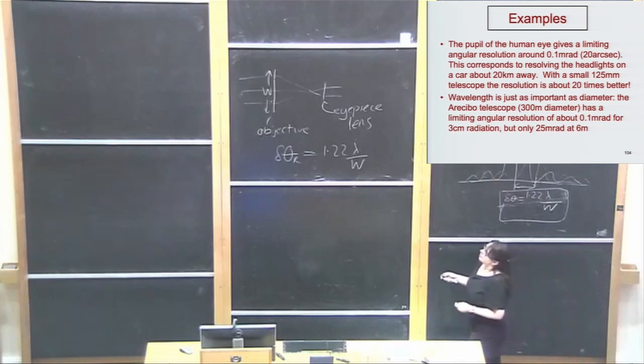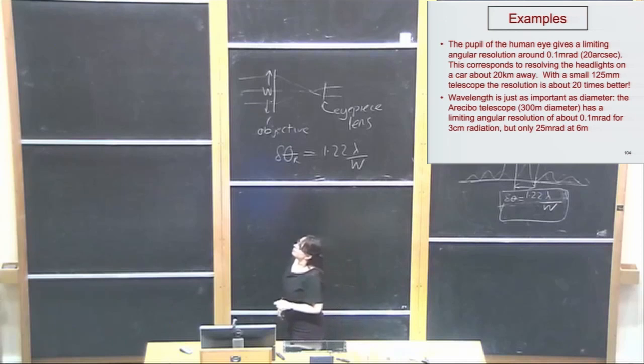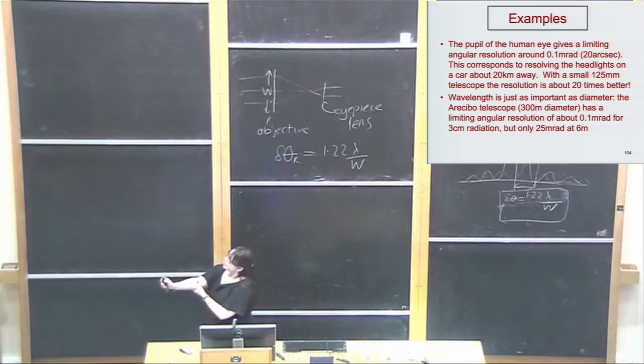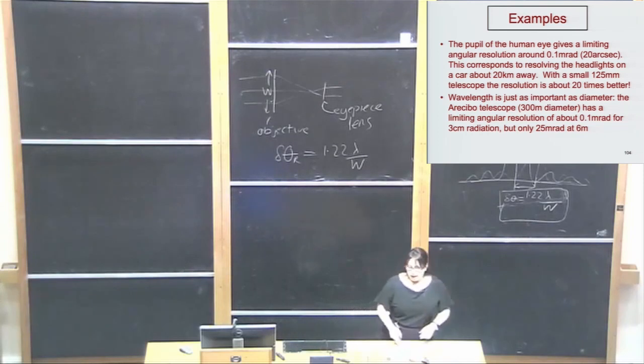Its top wavelength to work at is about 6 meters. There it only has 25 milliradians in resolution, so 250 times worse. So these are the things that you need to think about when you're deciding what wavelength to work at, what instrument you're going to build.